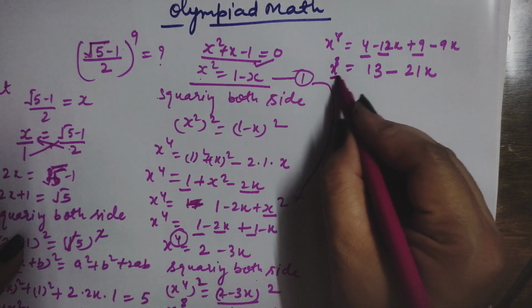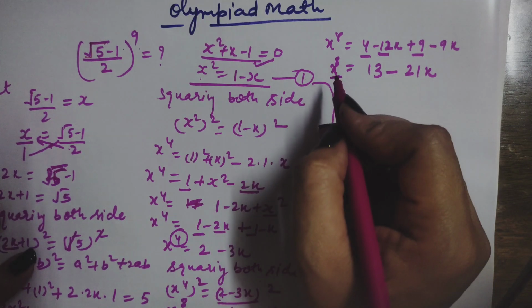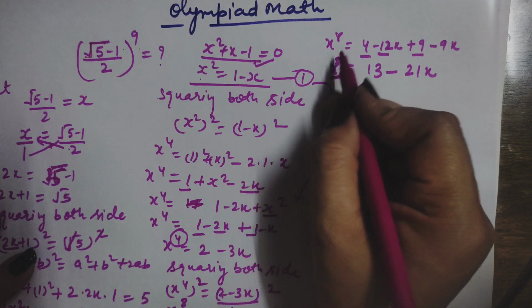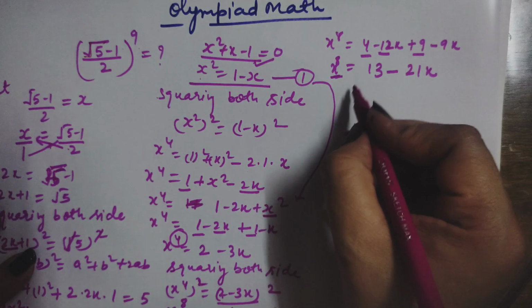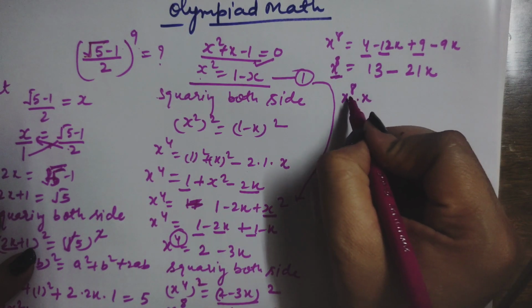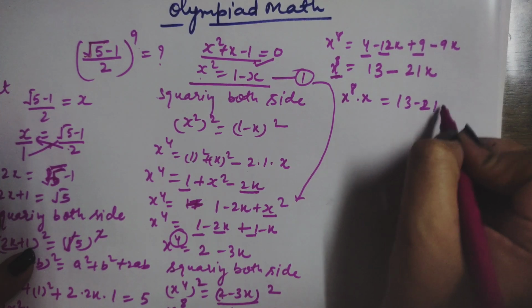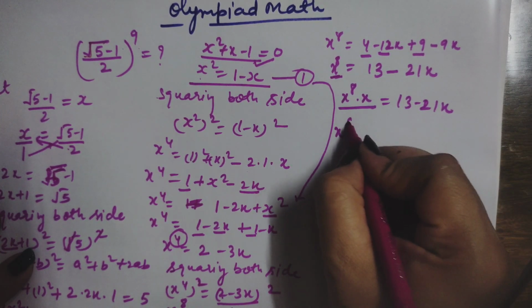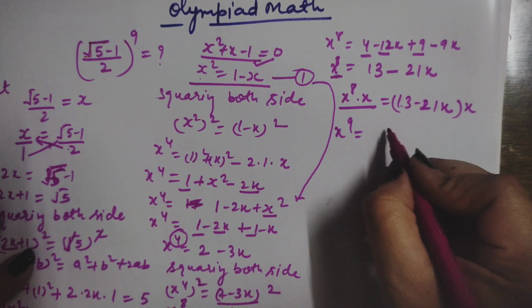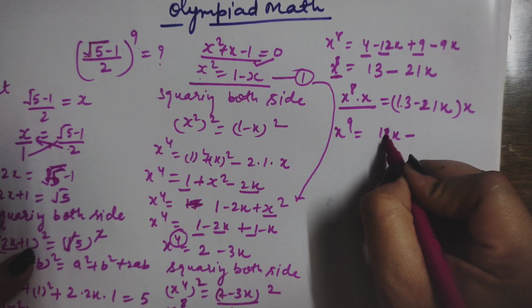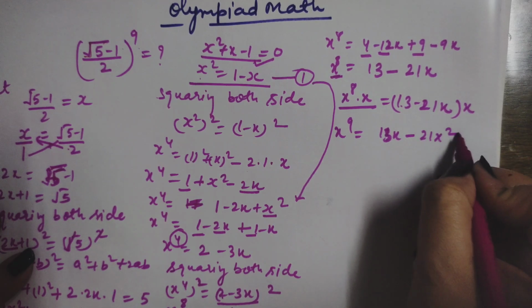Now x power 8, but the power required is 9. So what will you do here? We are not doing the square again, because if you do the square, it will be power 16. But we require only the power 9. So we will multiply by x only, so that the power is x power 9. We will multiply by x both sides. So 13 into x is 13x, and 21x into x is 21x square.